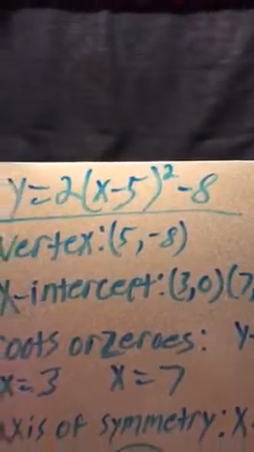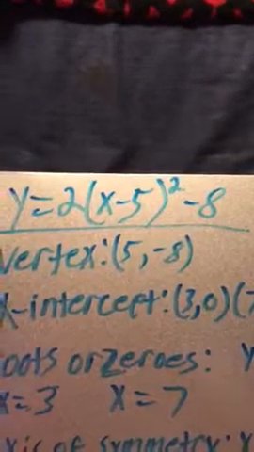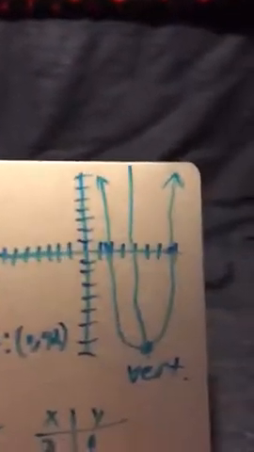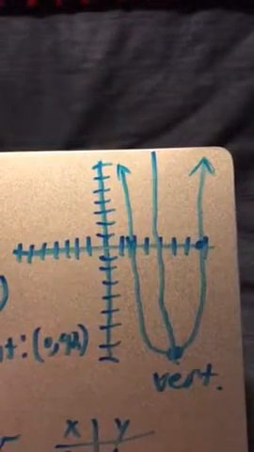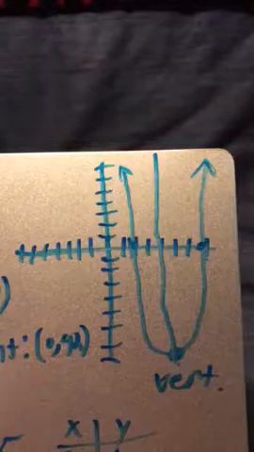For this problem, the equation is going to be 2(x - 5)² - 8. And if you put it in the calculator, it should look like this, but better and straighter and more to scale, I would think. And you can find the vertex just by looking at the equation if you don't want to go to the second graph.